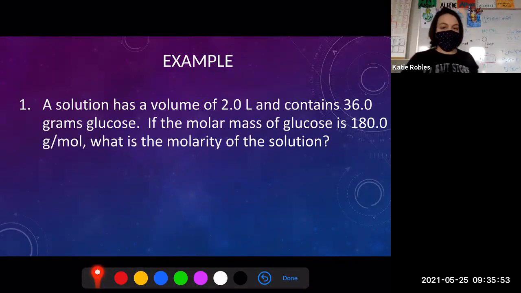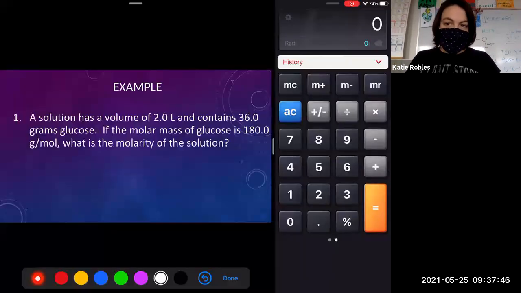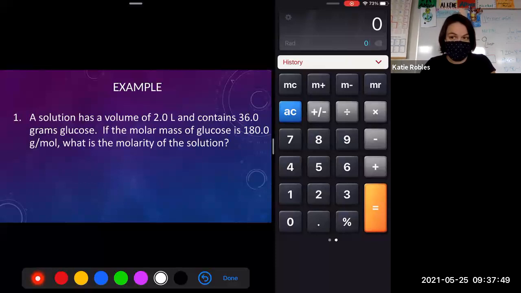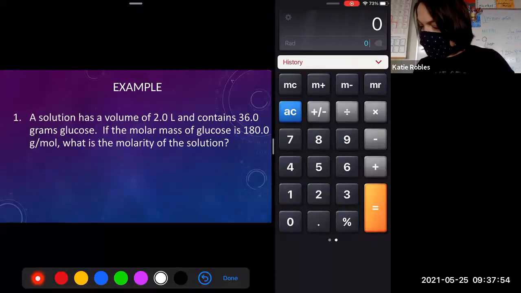So this solution has a volume of 2.0 liters and contains 36 grams of glucose. I'm giving you the molar mass of glucose. What is the molarity? Take a second, see if you can figure this one out on your own before I've even shown you any examples. Okay, so hopefully you gave it a try because, like I said, you already have everything you need.